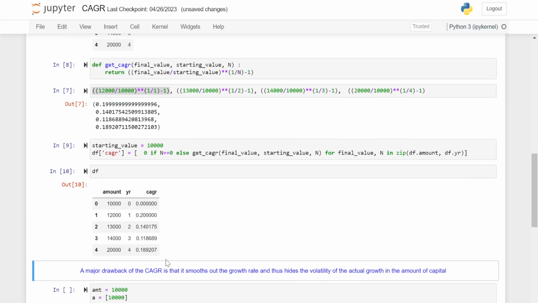Just see here. Let us see the data frame. The data frame is ready, right? So we already calculated manually. The same thing has happened here. See, first 20%, after first year, after second year, 14%, after third year, 11.86%, and after fourth year, 18.92%. The calculation has already been done.